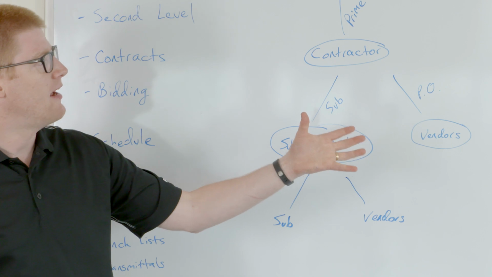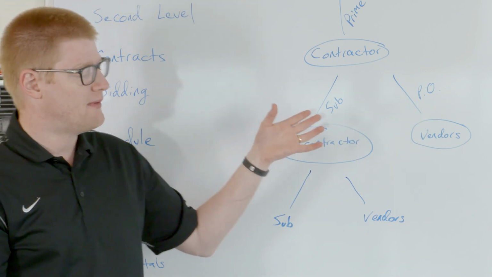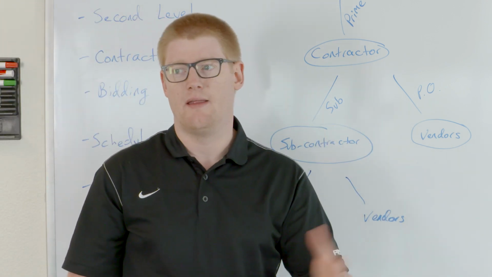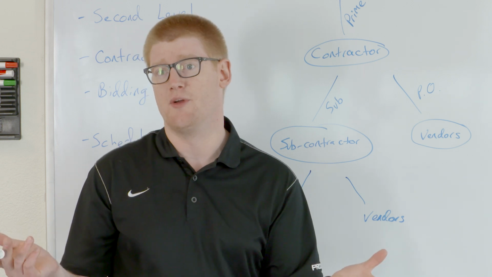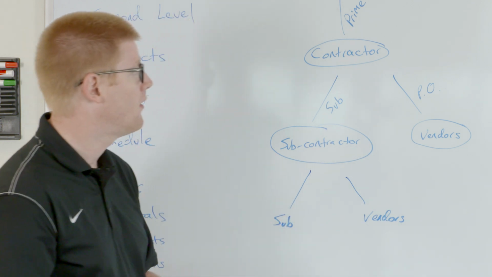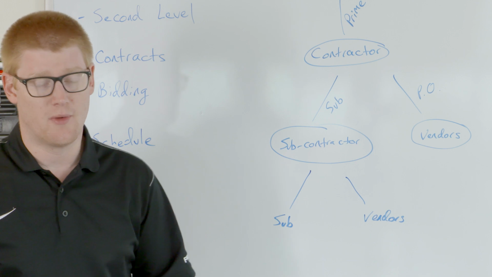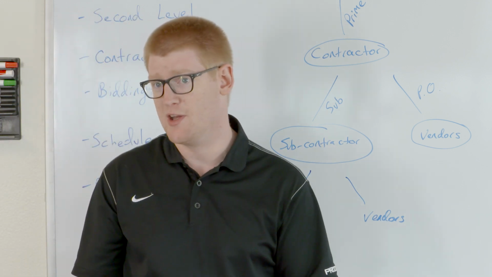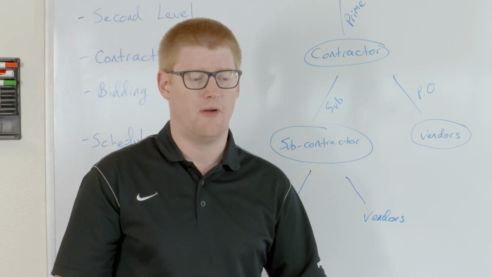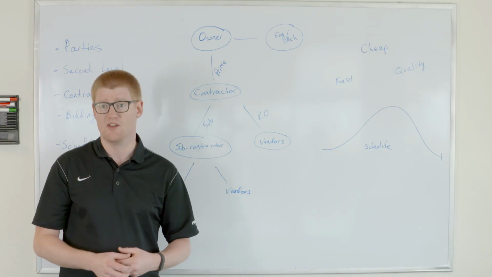All right, so we talked about scheduling, we talked about bidding, we talked about some of the contracts. The next area that I want to dive into is some of the more common tools that Procore has and how those interact. One of the biggest ones that everybody deals with are RFIs, or requests for information. And what we're really talking about here is any time that something doesn't go as expected.